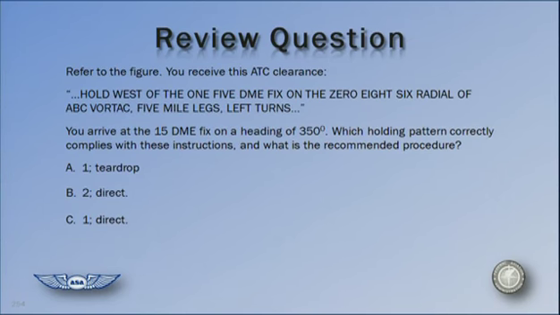Hold west of the 15 DME fix on the 086 radial of ABC Vortac, 5-mile legs, left turns. You arrive at the 15 DME fix on a heading of 350 degrees. Which holding pattern correctly complies with these instructions, and what is the recommended procedure?